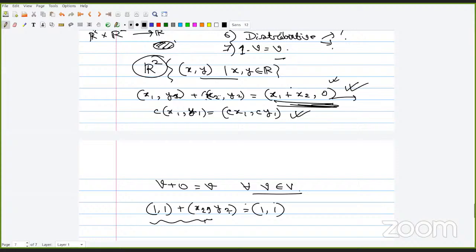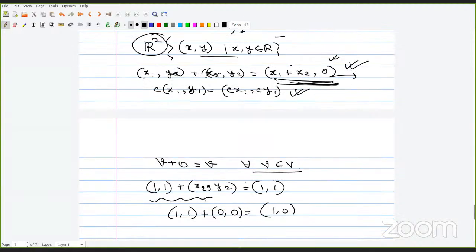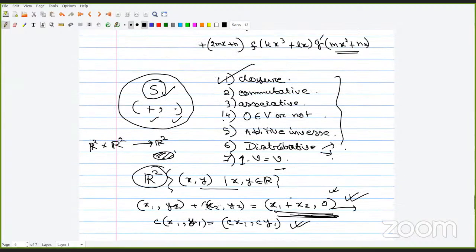Can there exist (0, 0)? No, not possible. With (0, 0), this is (1, 0). So I am not getting back (1, 1). 1 equal to 0 is not possible, sir. So it is not possible because the second coordinate will always be 0. So the problem arises at this point. There is no zero vector. Although the first three properties are satisfied, the problem arises at the fourth point. The fourth axiom fails.